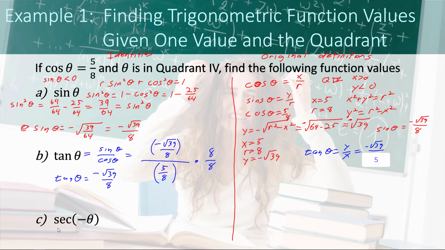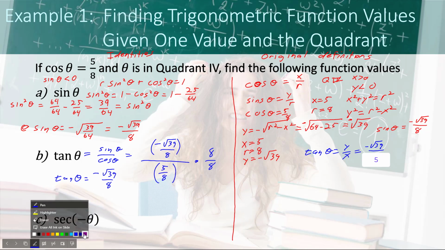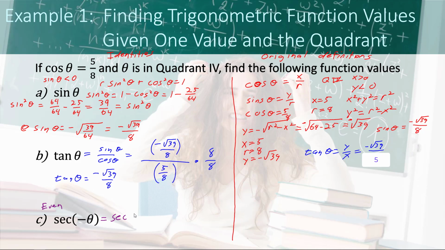Now, as far as secant of negative theta is concerned, there's really no good way to do that from the definitions because we have a different argument. So here, we want to take advantage of the fact that secant is an even function. This bad boy is even. Well, that means that secant of negative theta is equal to secant of theta. Using the reciprocal function, that is 1 over cosine theta, which will be 1 over 5/8, or 8 over 5, and there you go, and you're done.